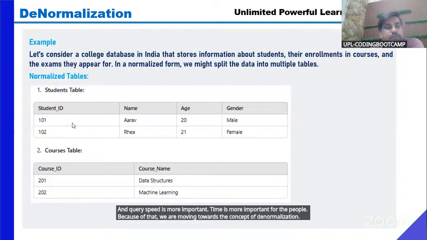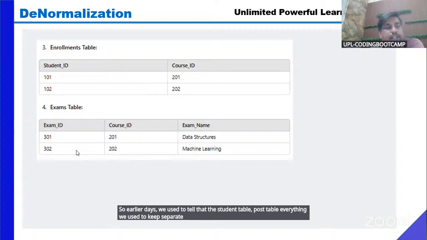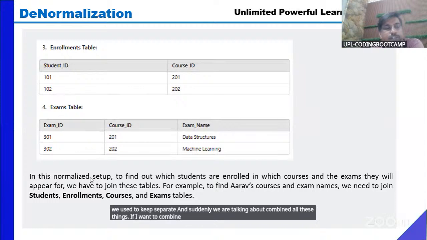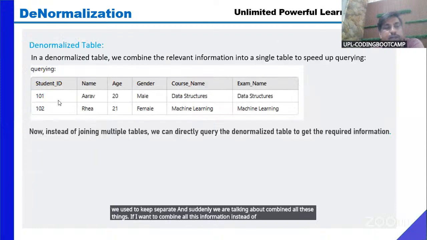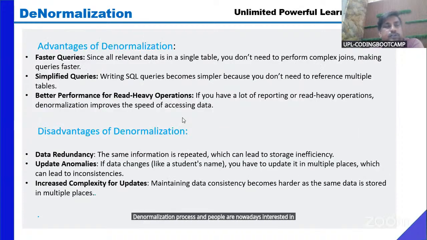In earlier days, we used to keep the student table, course table, everything separate. And suddenly we are talking about combining all these things. Instead of querying across them, combine this. It may be repetitive information. Please combine that so that I can write one single simple query to generate a report. That is what we call the denormalization process, and people are nowadays interested in denormalization because of this.